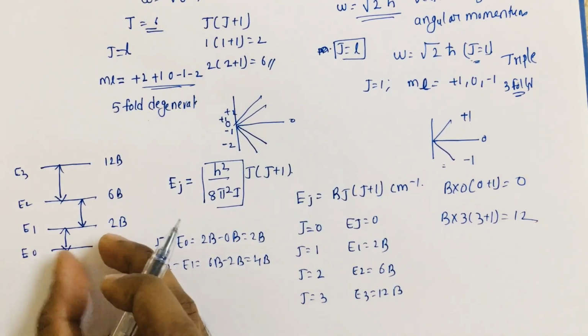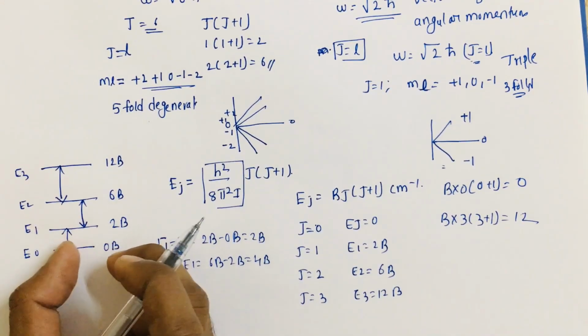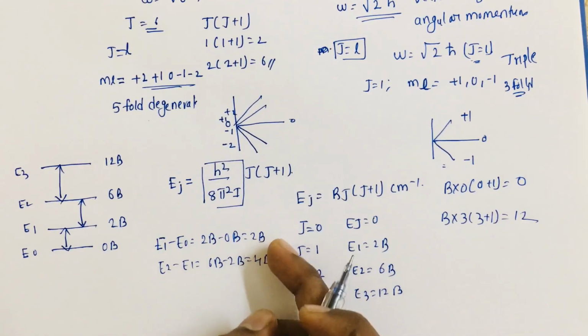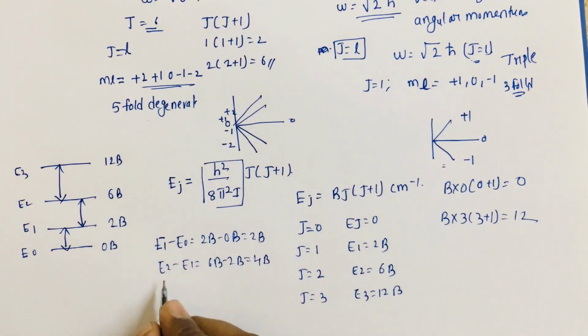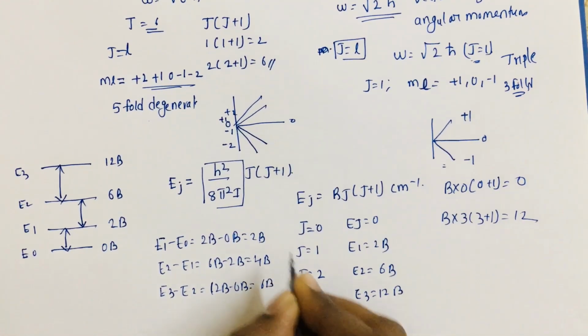So the energy difference between these two will be double the earlier one, because 4B is double of 2B. And now E3 minus E2 equals 12B minus 6B, so this will be 6B in centimeter inverse.